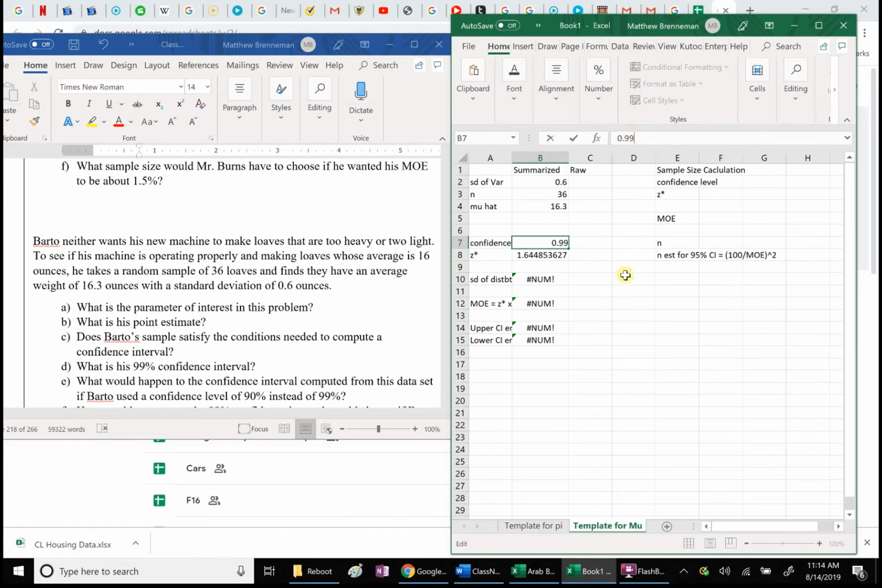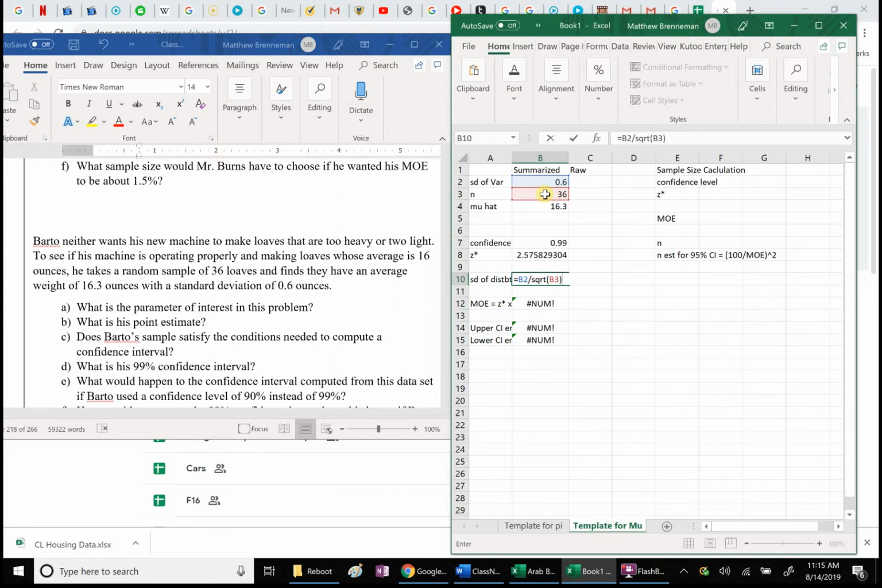There's a 99% confidence interval for the population mean. So notice that automatically changes. Now the standard deviation of the distribution. So we want to remember that this is equal to the standard deviation divided by the square root of n. So I'm going to have to change this a little bit. So my standard deviation of the variable is this, divided by the square root of the sample size, which is this. Okay. And I should get 0.1 when all the mathematical smoke clears.